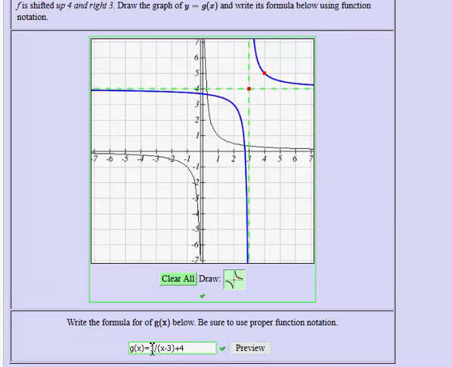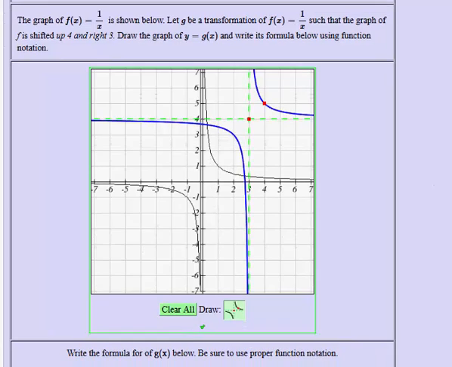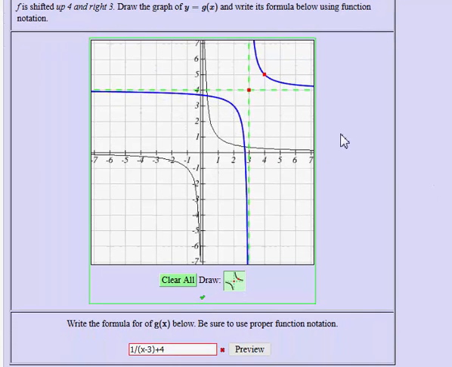Be careful not to write your answer without the notation g of x. Had I written my answer this way, I get an error, and it even tells me that the reason I'm getting an error is what I've typed in is not an equation. It does not have an equal sign, and we didn't use function notation. Had I submitted that answer, my graph still would have gotten credit, but my answer for the formula would be marked wrong.